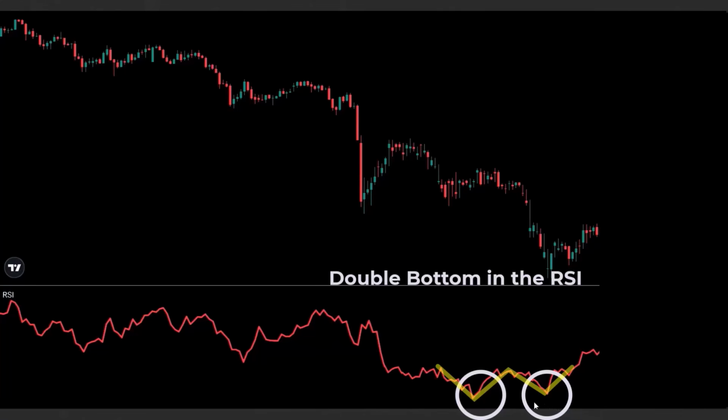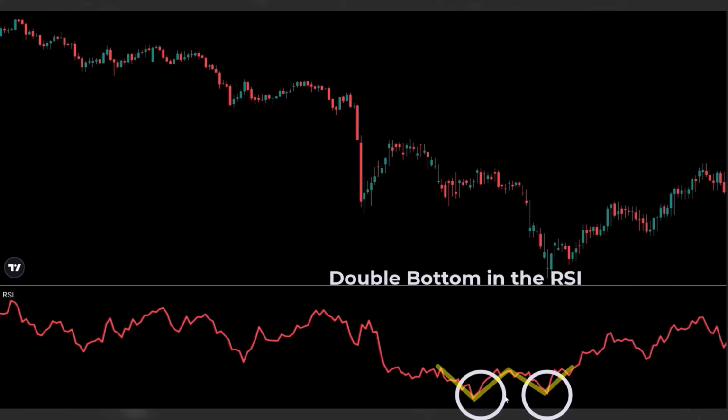But when the second bottom forms near the first one, it tells us that the downward momentum is weakening. Now look at the price chart above. The price may still appear bearish and many traders might expect the market to continue falling. But the RSI is already showing a change in momentum.